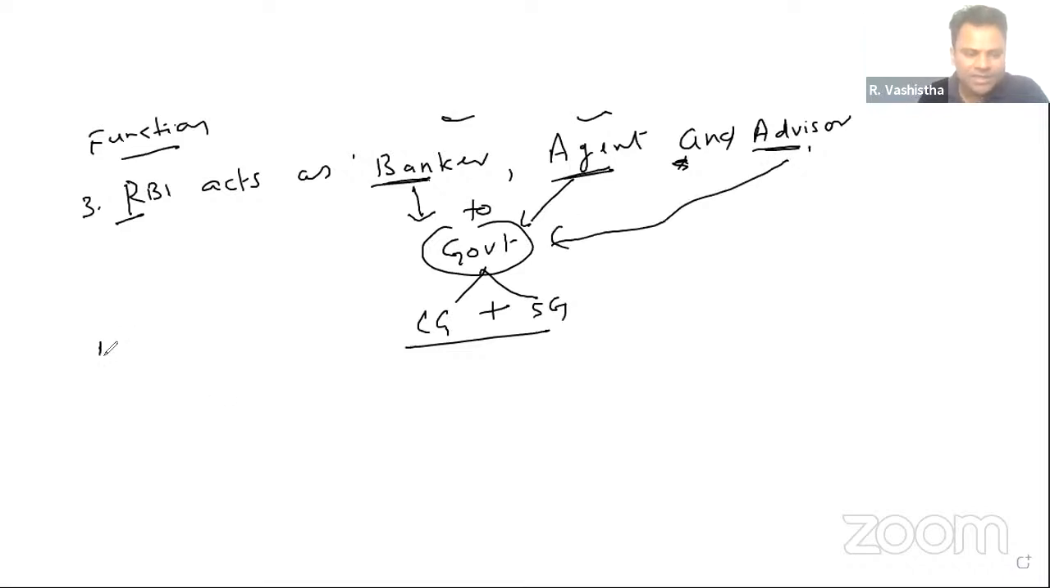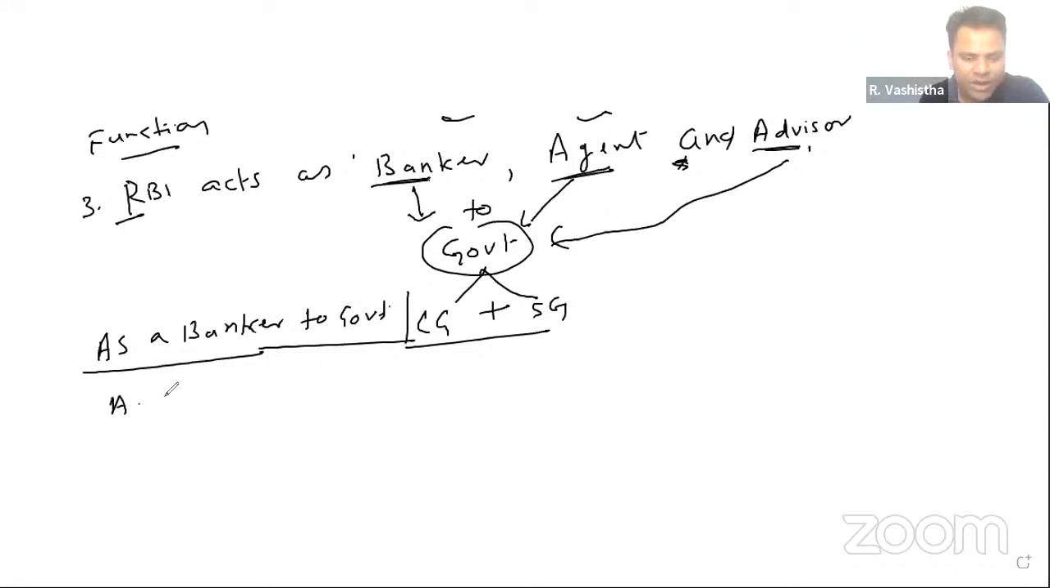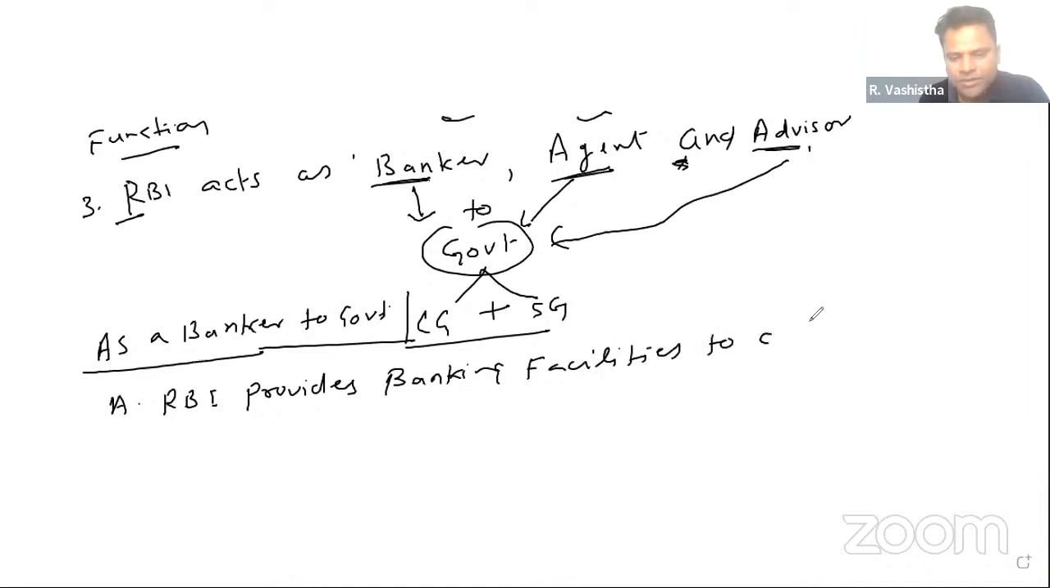So first we'll discuss RBI as a banker to government. RBI is working as a banker. Banker to whom? To government. So what does it do as a banker to government? As a banker to government, RBI provides banking facilities to our government. See, we have discussed that this facility consists of the facility of deposit and that of loan or credit, right?